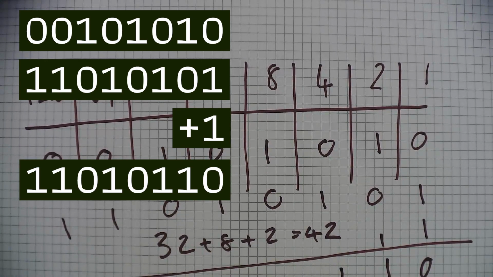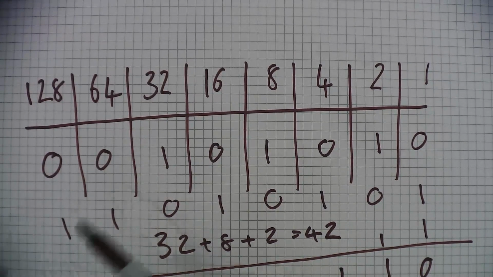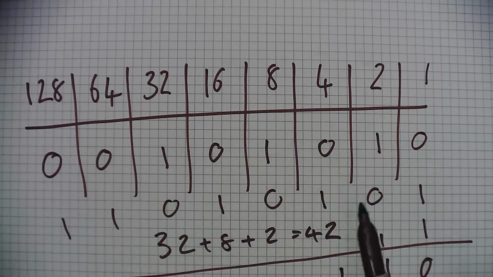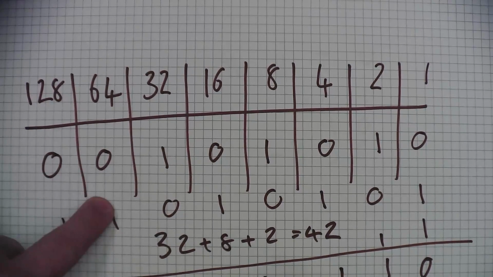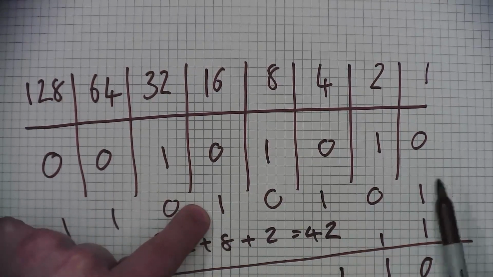Okay, so 11010110 should be minus 42. Now, we're not dealing with negative numbers. This is just an example of how the bits in the bytes don't have a specific meaning. It's up to us to know that this is a signed number and that it's not a positive number that is 128 plus 64 plus 16 plus 4 plus 1.